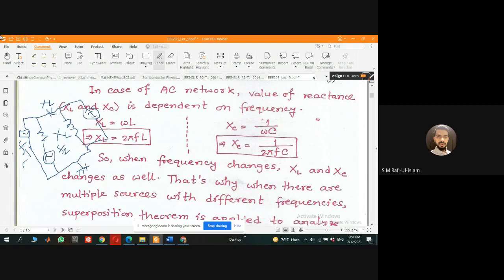Hello, can you hear me? Yes, sir. That's why we can take it to phasor, and then the calculation is so easy. We can express everything in terms of phasors.